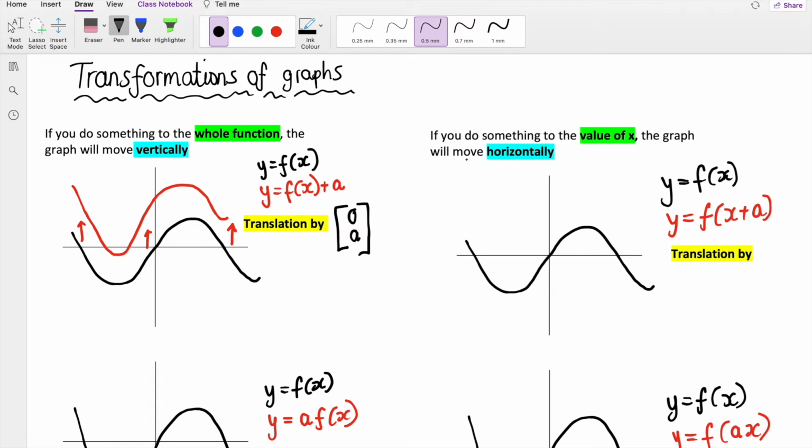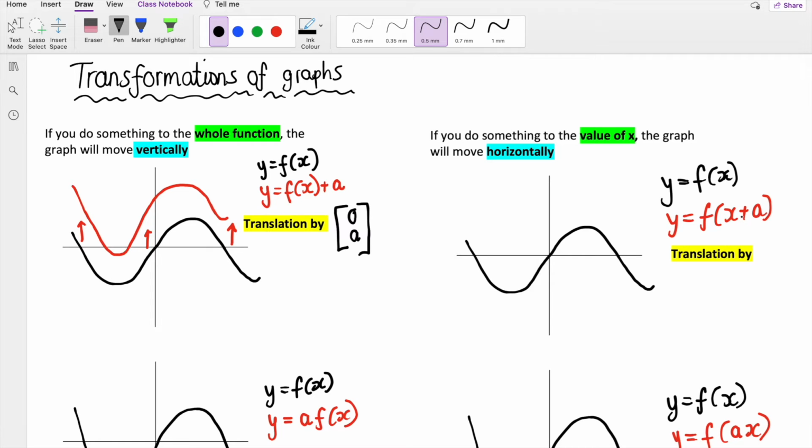If we then do something just to the value of x, you can see on the right hand side here, I have the function f of x again, and I now want to plot y equals f of x plus a. So now I'm doing something just to the value of x, not to the whole function. This is going to be the opposite of what you might expect.